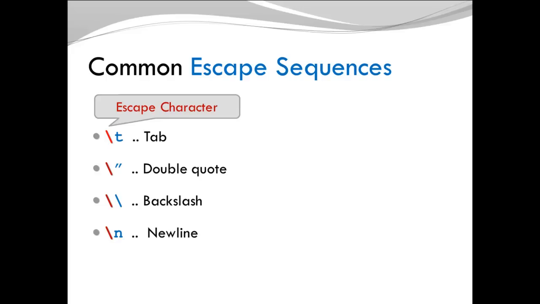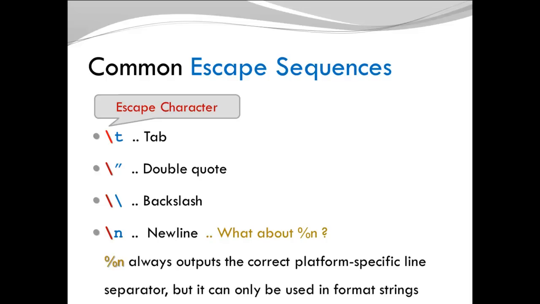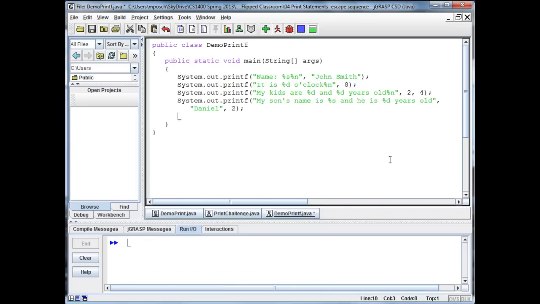There's one other frequently used escape sequence, and this is backslash n, the new line. Now you might be wondering, what about %n? %n has an advantage. It always outputs the correct platform-specific line separator, but it can only be used within a format string. It cannot be used in print or println or other situations. Let's look at an example.